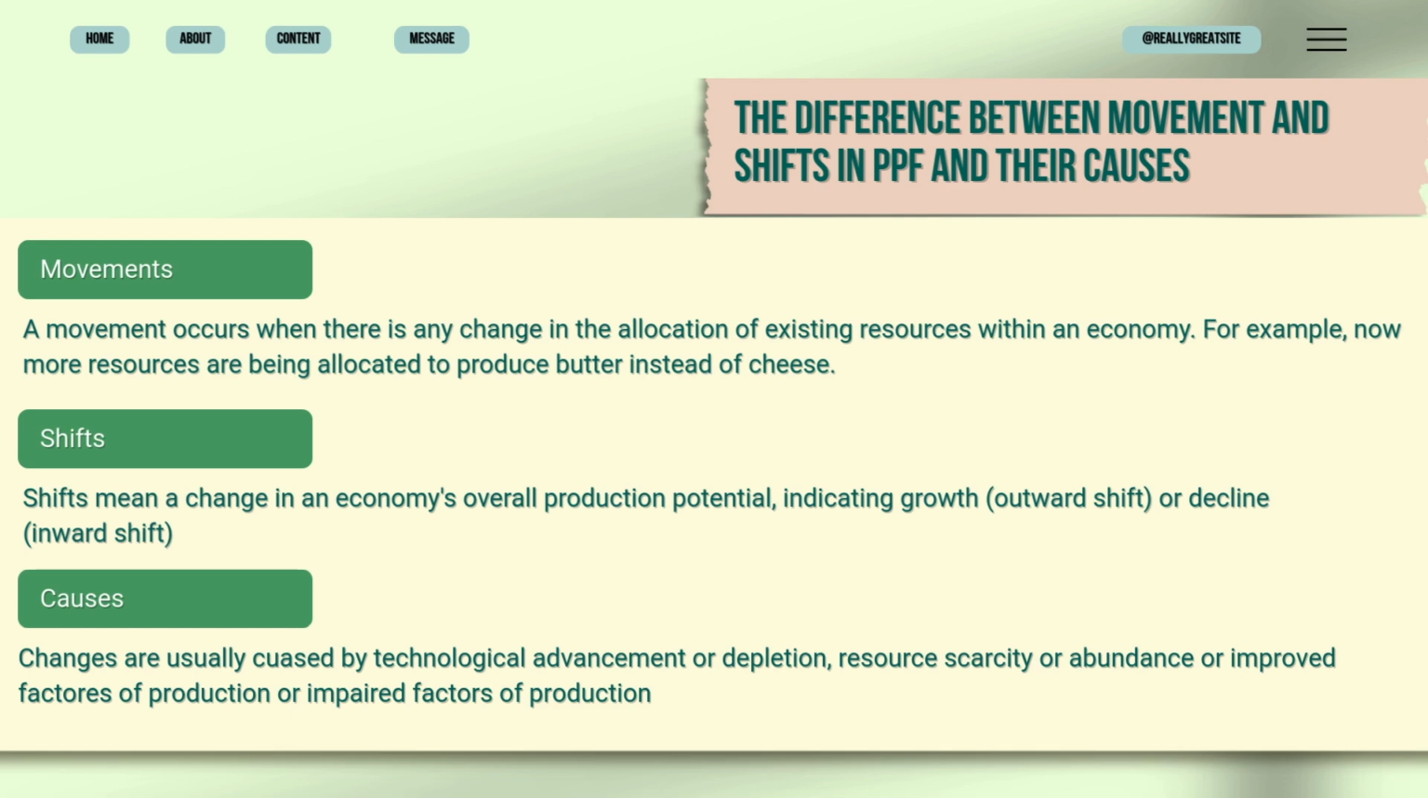The difference between movement and shifts in PPF and their causes. Movements. A movement occurs when there is any change in the allocation of existing resources within an economy. For example, now more resources are being allocated to produce butter instead of cheese. Shifts. Shifts mean a change in an economy's overall production potential, indicating growth, outward shift, or decline, inward shift. Causes. Changes are usually caused by technological advancement or depletion, resource scarcity or abundance, or improved factors of production or impaired factors of production.